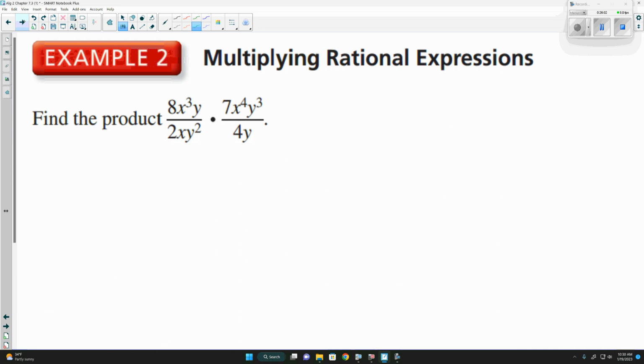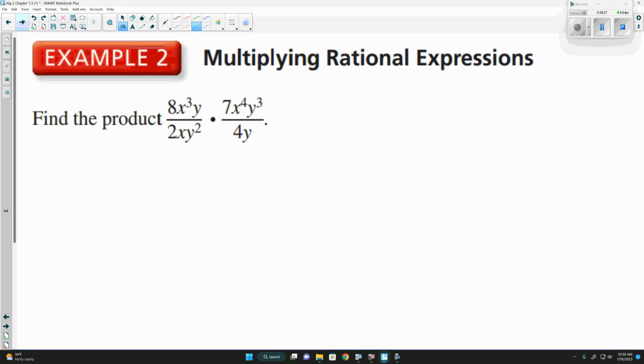So the first one we have is this here. We want to find the product of 8x cubed y divided by 2xy squared, times 7x to the fourth y to the third divided by 4y. There are many different ways we could go about doing this. One of them is breaking them down to their simplest terms.